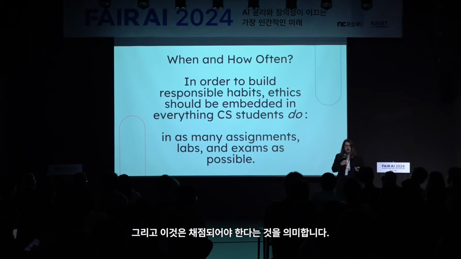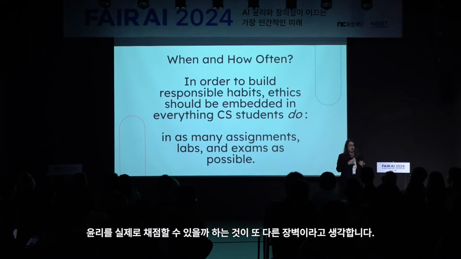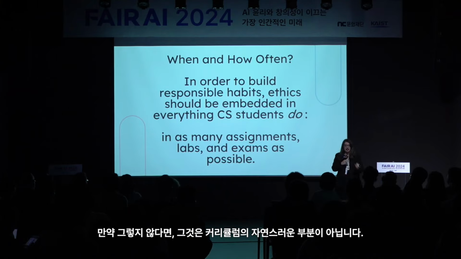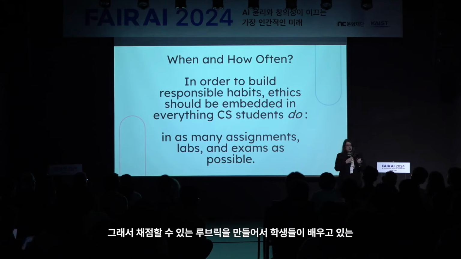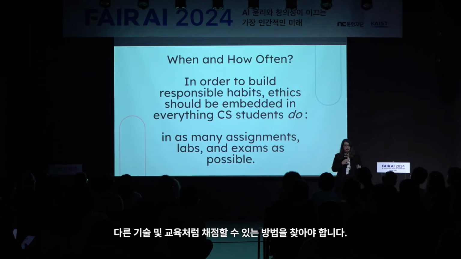I think this is sometimes another barrier for people: can we actually grade ethics? Well, if we don't, it's not a naturalized part of the curriculum. So we have to figure out a way to make a rubric that can be graded so that students can be graded on it like other skills that they're learning, and other parts of their education.